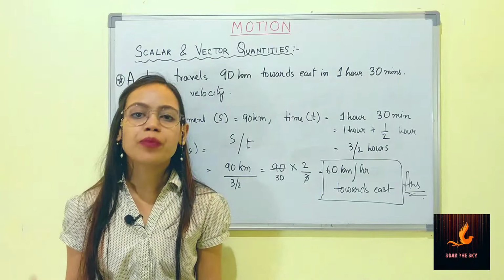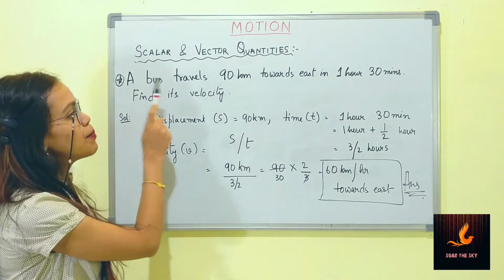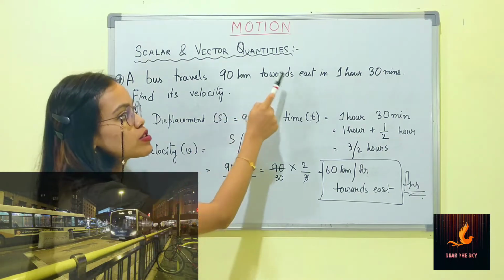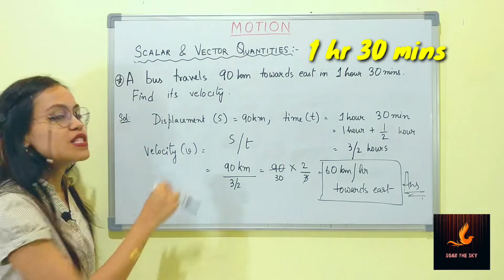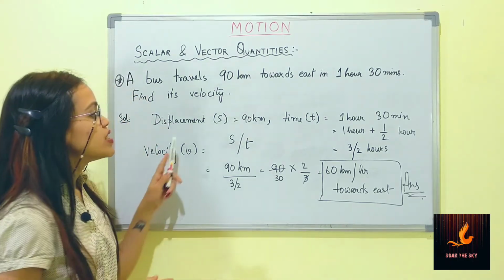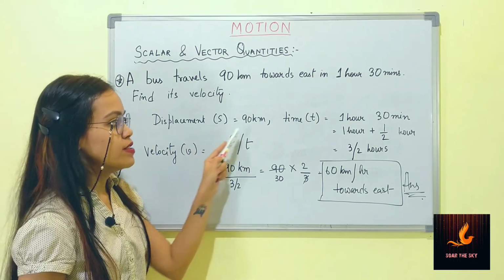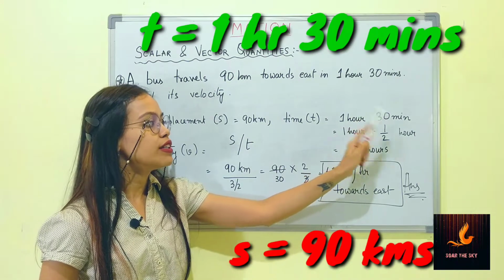Let's solve a problem based on velocity. In here, you can see a bus travels 90 kilometers towards east in 1 hour and 30 minutes. So let's find out how much its velocity will be. So displacement of the bus, that is S, is 90 kilometers. Time taken by the bus is 1 hour and 30 minutes.